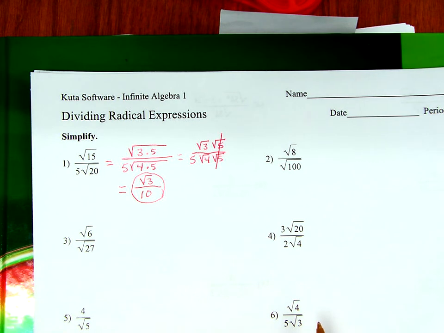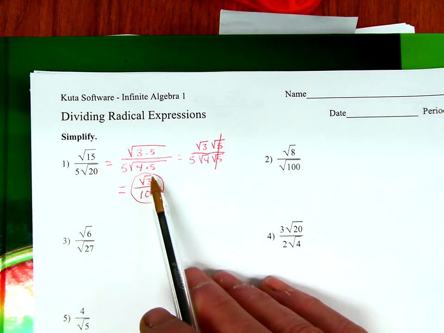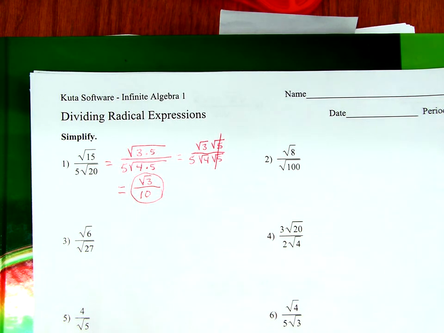The one rule of dividing with radicals is that in your final answer, you cannot have a radical on the bottom of a fraction. If this were flipped upside down and it were 10 on top and square root 3 on bottom, we wouldn't be done because we cannot leave a square root on the bottom.